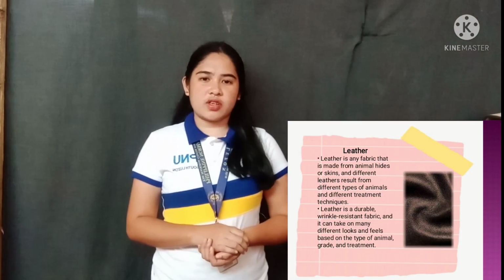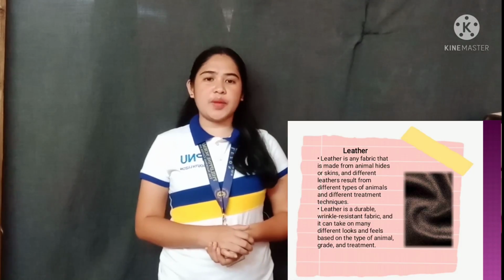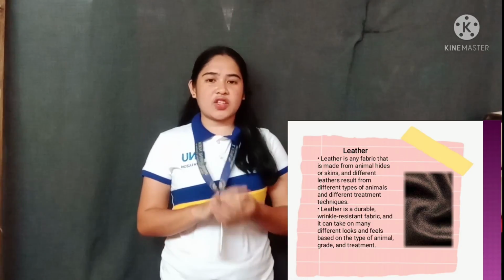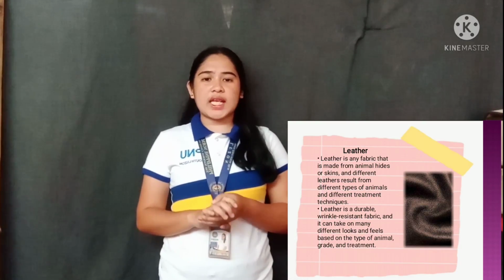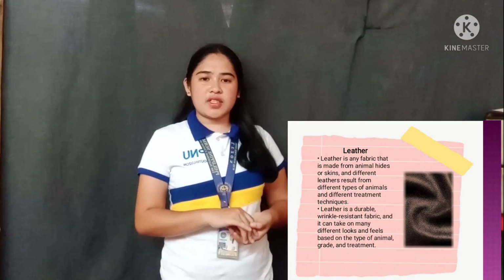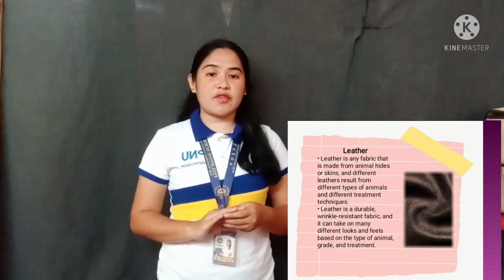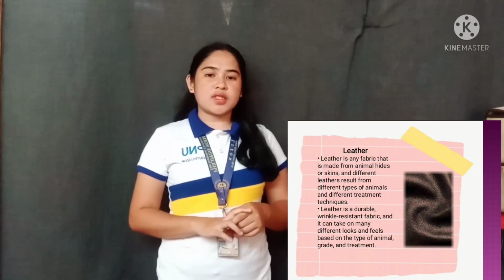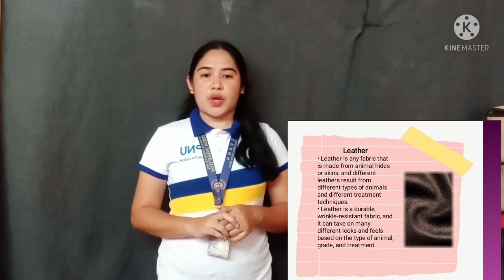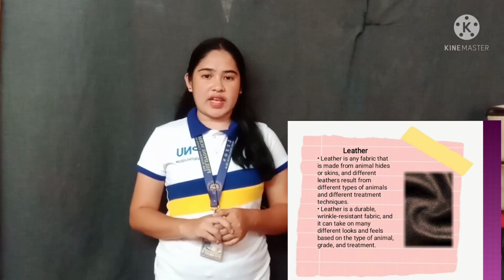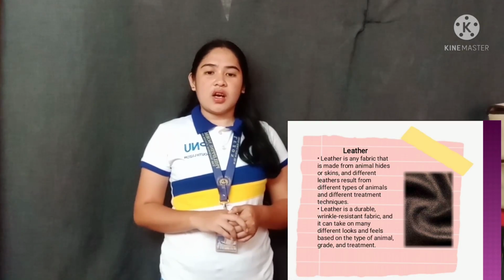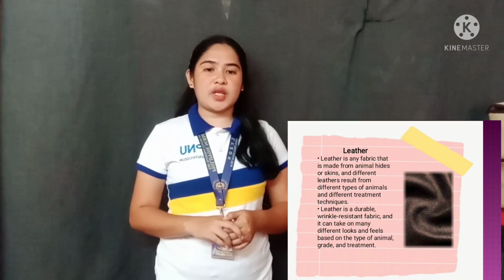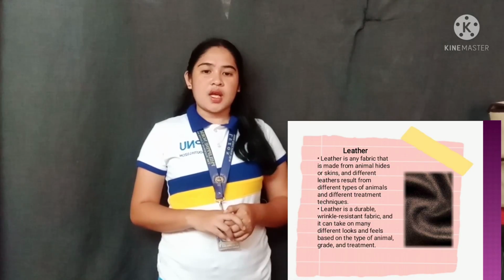Next is leather. Leather is any fabric that is made from animal hides or skins, and different leathers result from different types of animals and different treatment techniques. While cowhide is the most popular animal skin used for leather, comprising about 65% of all leather produced, almost any animal can be made into leather, from crocodiles to pigs or stingrays. Leather is a durable, wrinkle-resistant fabric, and it can take on many different looks and feels based on the type of animal, grade, and treatment.